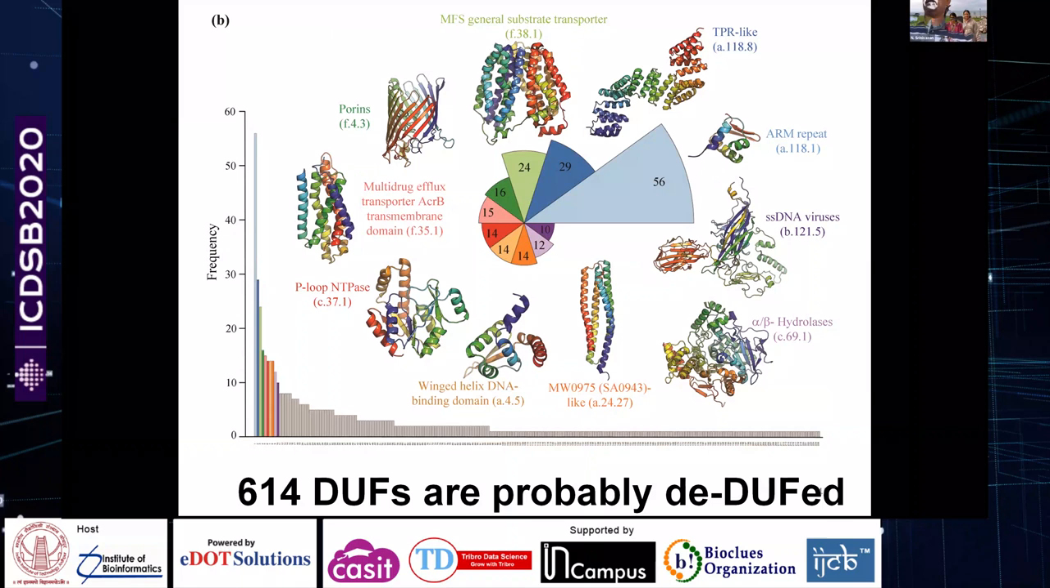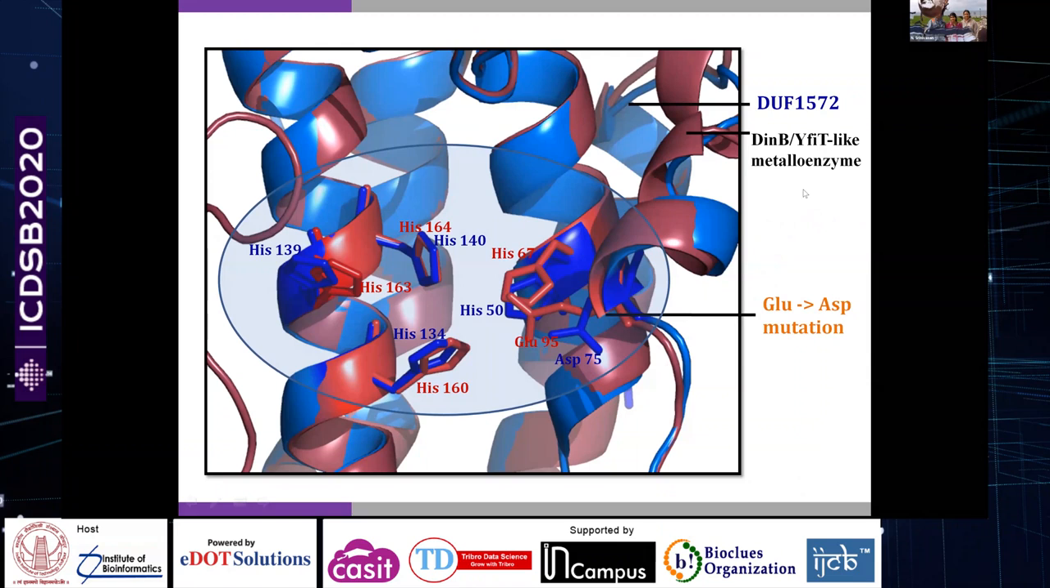That is, we are able to find their families. They are not in the streets now. We have found their families, okay? They are in their own happy family now, which means that we are able to recognize their structure and function. This is one of the many examples of DUFs, which we believe is a metalloenzyme, given the conservation of critical residues or conservative substitutions, which are known to bind to some metal ions. This is just one of those more than 600 examples.